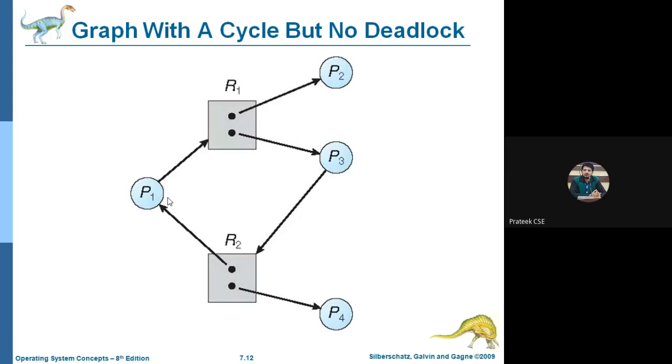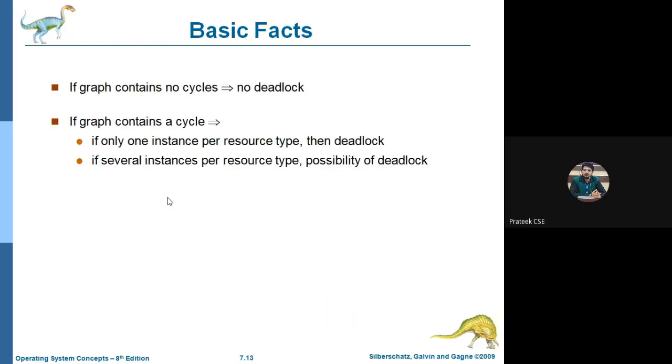Let's go to the conclusion for today's lecture. So the overall conclusion is that if your resource allocation graph contains no cycle, then definitely there is no deadlock in the system. So if a cycle is not forming anywhere in the resource allocation graph, then there is definitely no deadlock. No cycle means no deadlock.